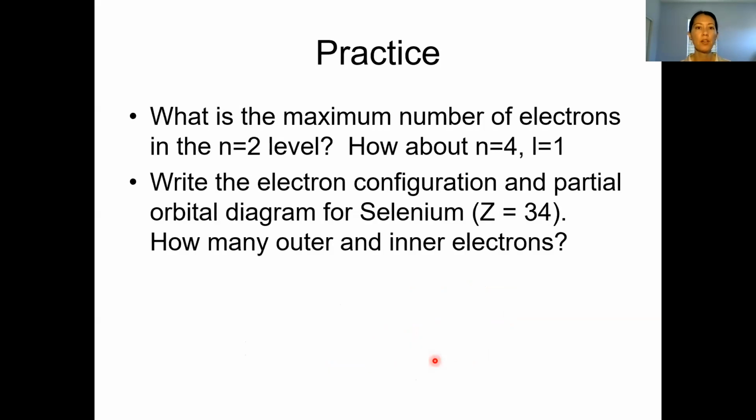Okay, let's end with a little bit of practice. A couple questions here. Answer these, pause this, and then I'll go over it. So the first one is, what is the maximum number of electrons in the n equals 2 level? And then how about if you had n equals 4 and L equals 1, this additional constraint? The next one is, give me the electron configuration and partial orbital diagram for selenium. And then tell me the number of inner and outer electrons. Okay.